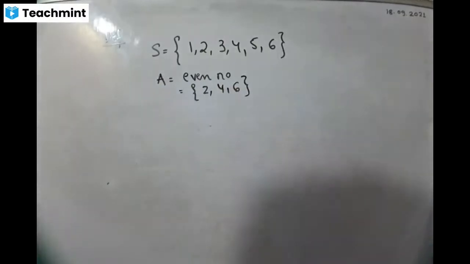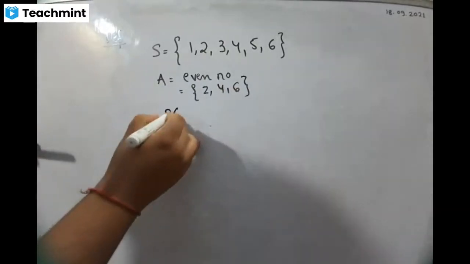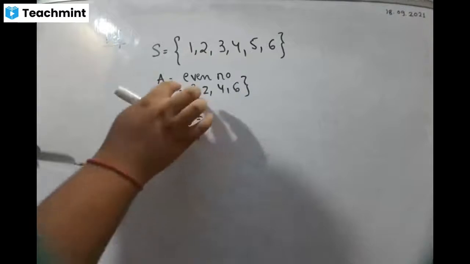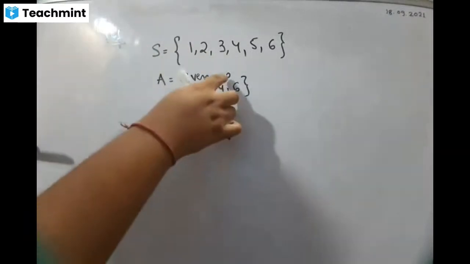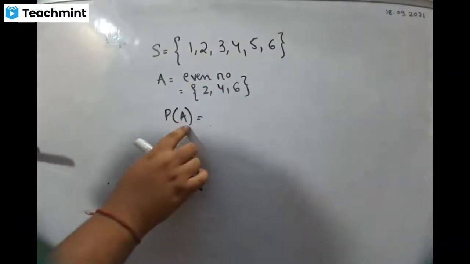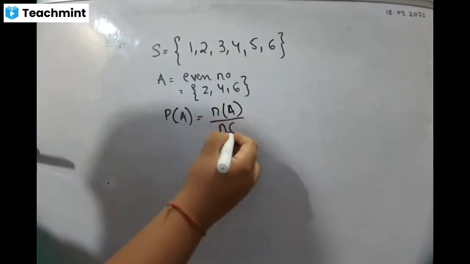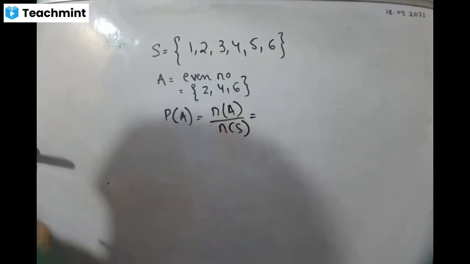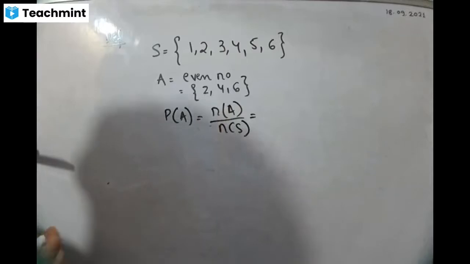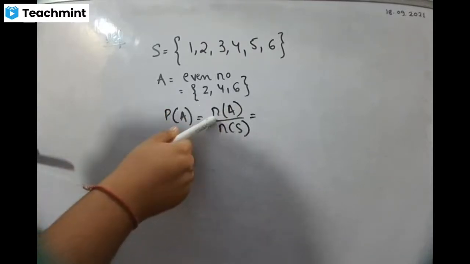So the question is, what is the probability that when you roll a dice, the number which you get on the dice is an even number? So probability of A, you already know the formula. It is n of A divided by n of S. And what is A? A is the number of elements which are favorable to A. So how many elements? N means the cardinal number.